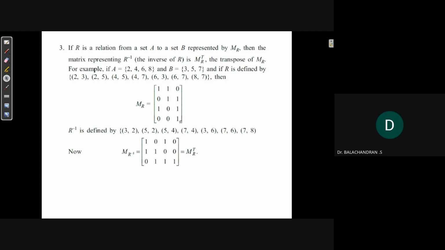This is 4 rows by 3 columns, and this is 3 rows by 4 columns. This is the first row, so this is the first column here. This is the second row, this is the second column. Third row, third column. Fourth row, fourth column. You can check it. Now this is 3 5 7, and here you should write 2 4 6 8. So this position is 3 comma 2. Similarly, you can verify whether we are getting the correct matrix.